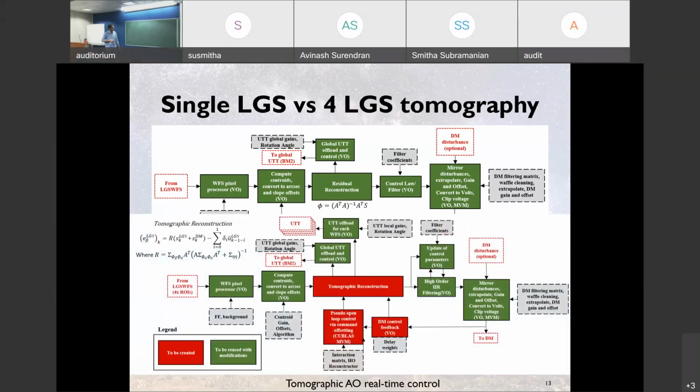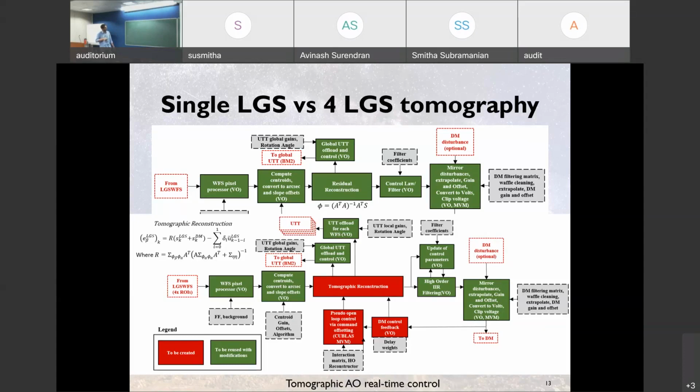For a tomographic reconstructor, it's a little more complex. As you can see, the new things which are added are here. All these things are the same: how the camera pixels are conditioned, how the centroids are computed, that is the same. But then you see this thing where from the DM outputs, you condition the DM outputs to create what is called the pseudo open loop, where you add some parts of the DM output to create an open loop wavefront in this.